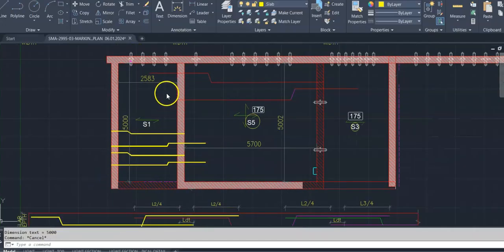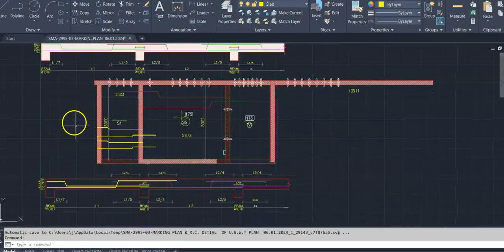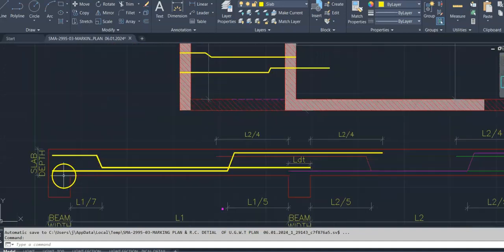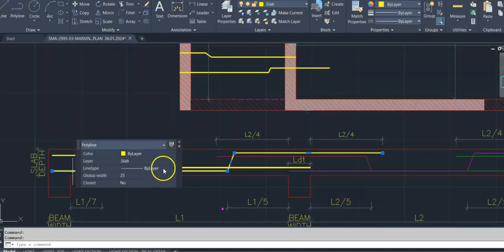We go through the one-way slab drawing. This is the S1 slab. This is the short length. This is the long length. This is a continuous slab. Right side. Here is the alternate bent up bar. This kind of bar. Here is the location of the bar.